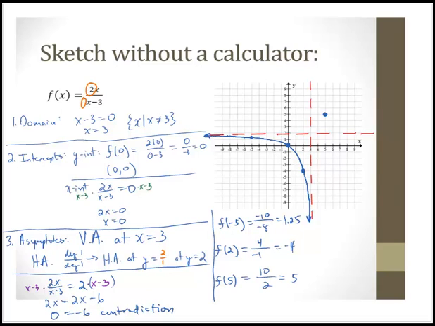Now, on the right-hand side, I know that I must approach the horizontal asymptote again. So from my point at 5, 5, I must get closer and closer, something like that. And I know I must approach and get closer to the vertical asymptote, so something like that. And so there's a sketch of the curve.